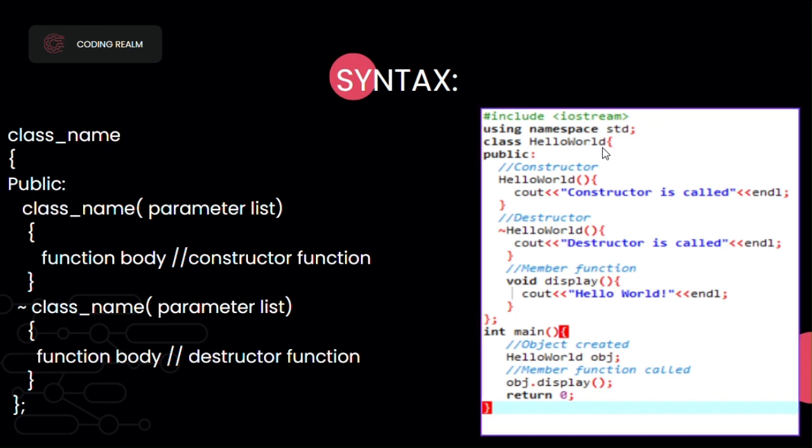Let's see this example. Class hello world, public. Here first we have the constructor hello world. Constructor is called, and the destructor also, tilde hello world. And finally I need to use the main function to call the constructor and the destructor to display the hello world on the screen. This is all about constructors and destructors in object-oriented programming in C++ programming language.